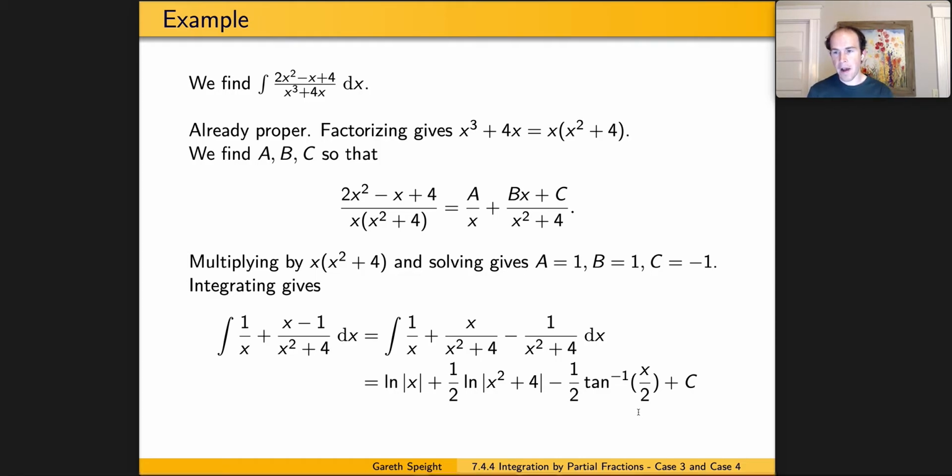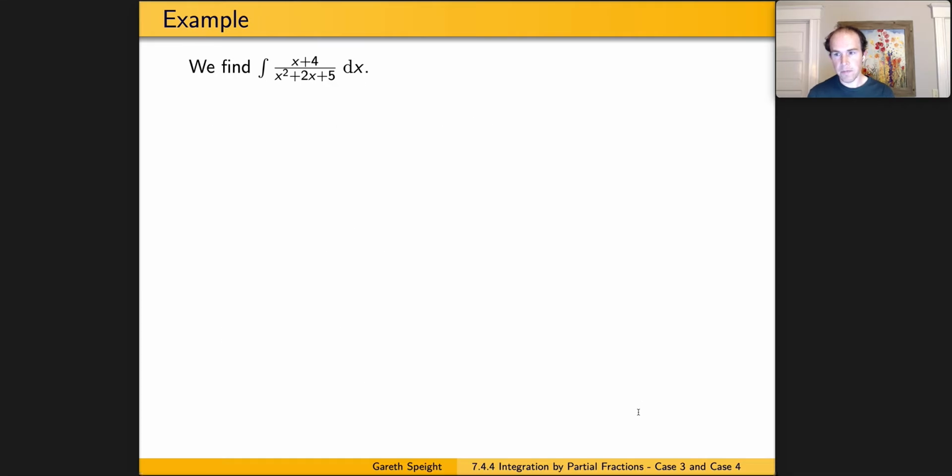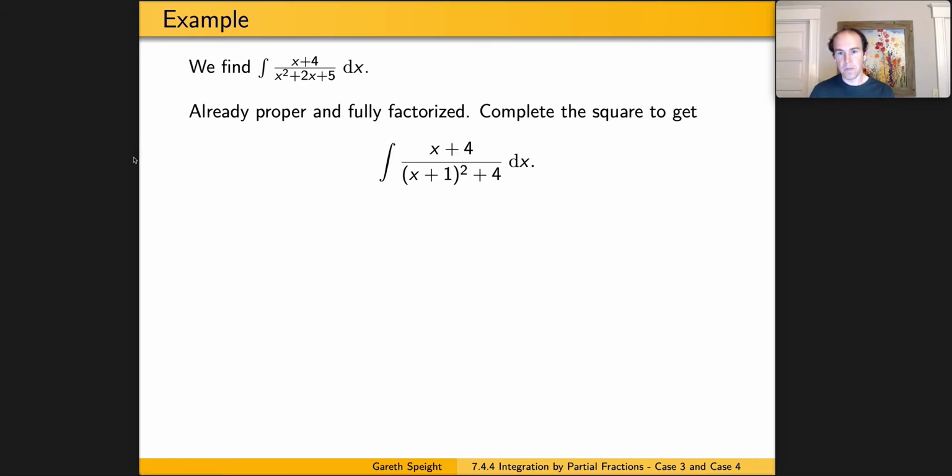Let's see one example where we have to complete the square to get rid of that cross term. So for instance, let's look at x plus 4 over x squared plus 2x plus 5. It's a rational function, it's proper, so step 1 is done. We have to check the bottom is fully factorized. If we look at the bottom, b is 2, so b squared is going to be 4. 4 times a times c is going to be 4 times 1 times 5, which is 20. So we have 4 minus 20. The bottom is negative, so it's irreducible quadratic.